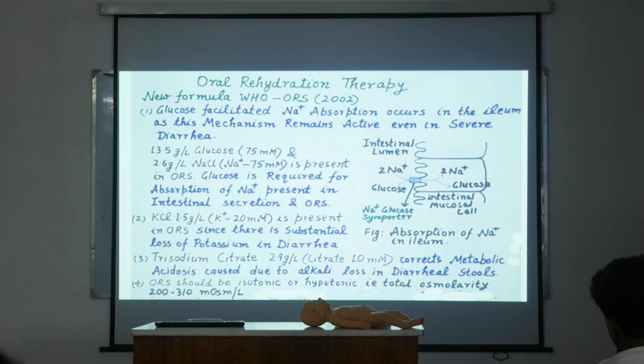And remember, ORS should be hypotonic or isotonic, meaning the tonicity should be less than or equal to that of the body's plasma or blood. Total osmolarity should be between 200 to 310, and the WHO recommended ORS osmolarity is 245 milliosmol per liter.